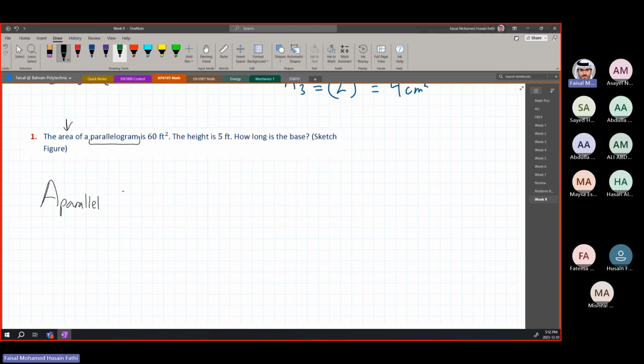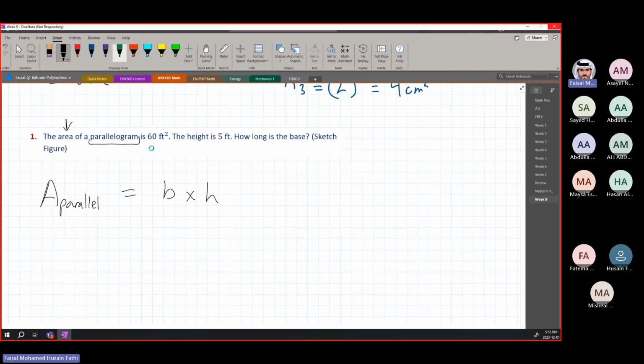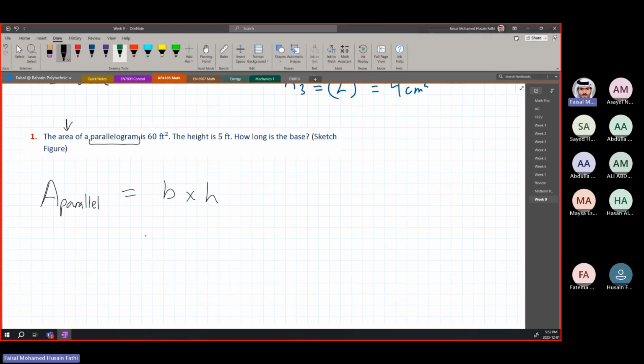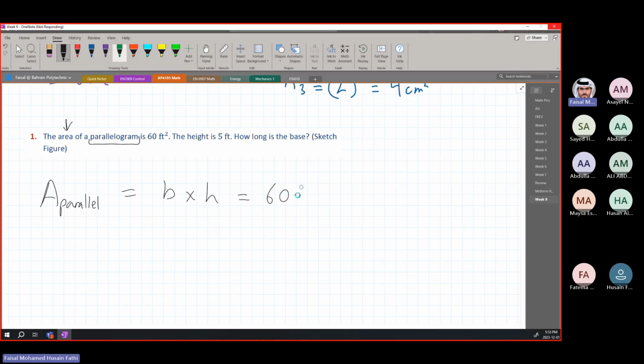So the first thing you do is, what's the area of a parallelogram? It's base times height. Okay? That's the first step. Before even reading the rest of the question, you know that you have an area of a parallelogram, and you know that the area is base times height. Now you continue. "Is" always means equals. So the area of a parallelogram is 60 feet squared. So we know that this is equal to 60 feet squared.